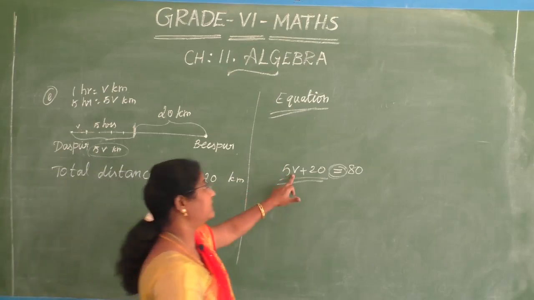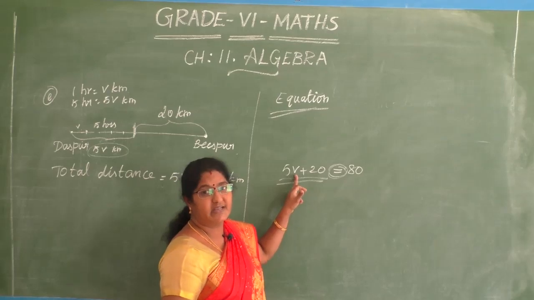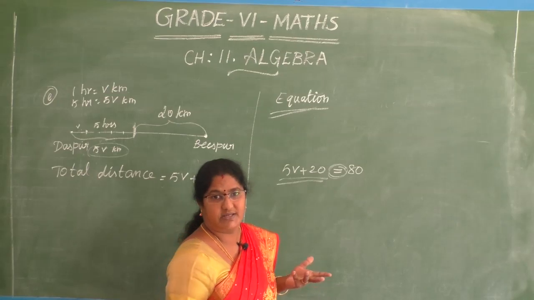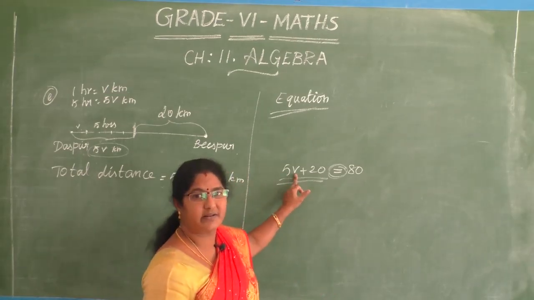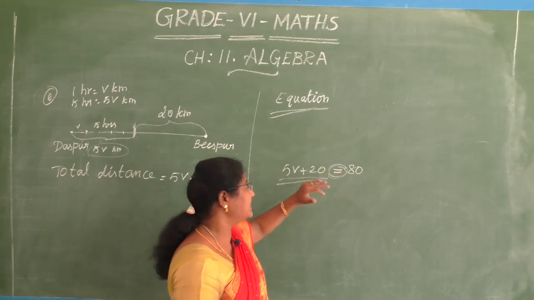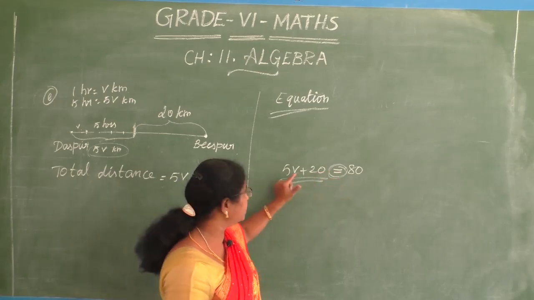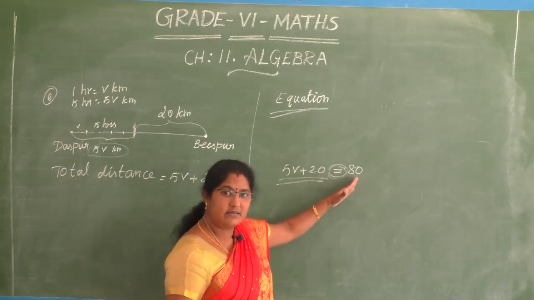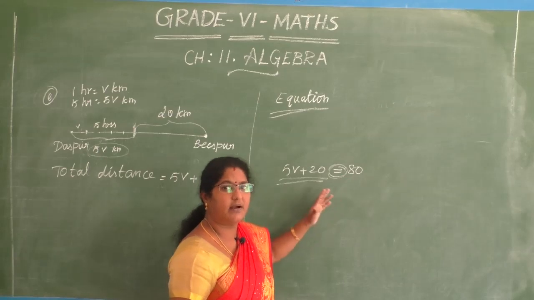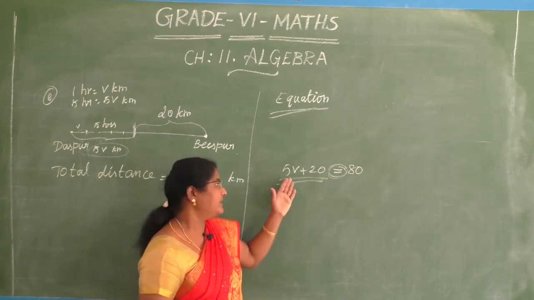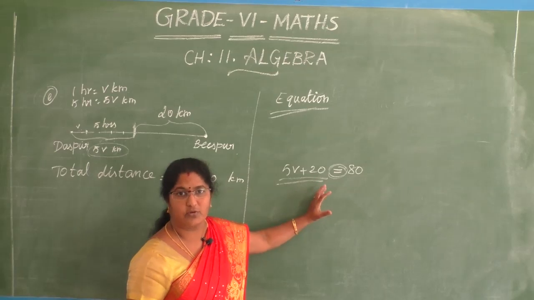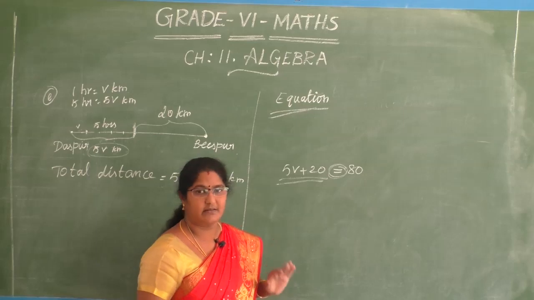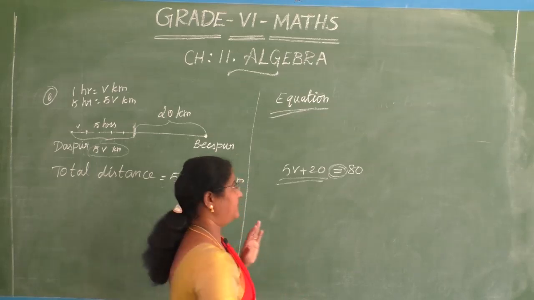An expression is not just numbers; there must be a variable. An expression is something with a variable. If that expression has an equal to sign, it is an equation. When we substitute some values for the variable, this equation should be satisfied. If I put a number in here and solve, I should get the same number, 80. If that happens, it is an equation. So a variable must definitely be there for an expression, and if that expression has an equal to sign, it is an equation.